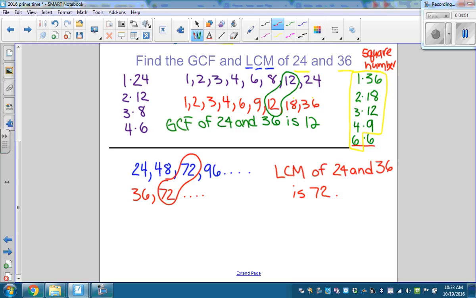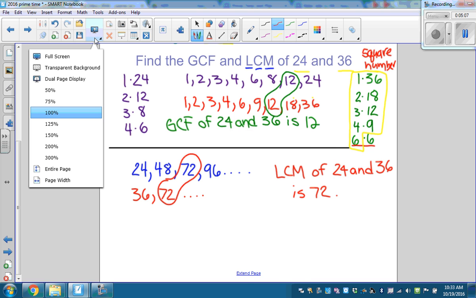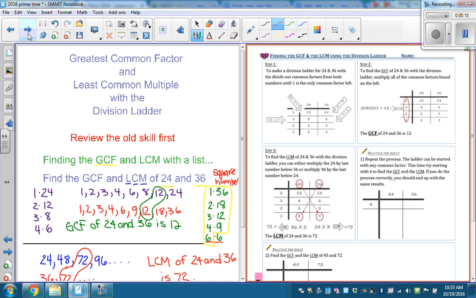So that method of lists is a nice method because it has a lot of things to look at. It lists all the factors and multiples in order, but it can be very time consuming. So the division ladder today is what you see on the right hand side of the page, which is what was on your note catchers. It's a tool that helps us get to these answers quicker.